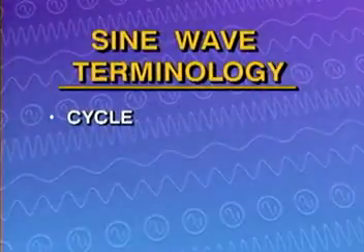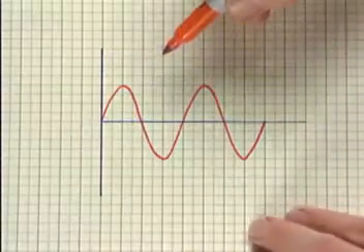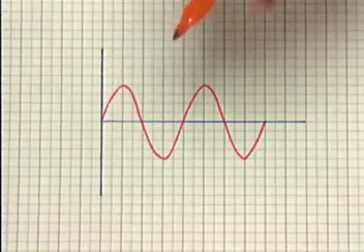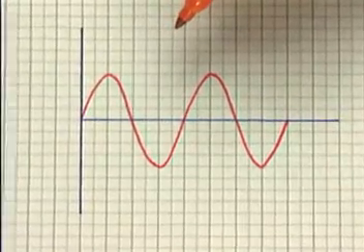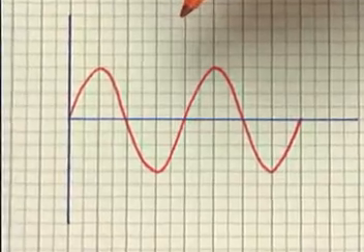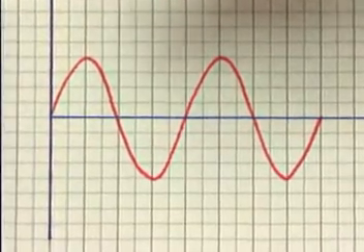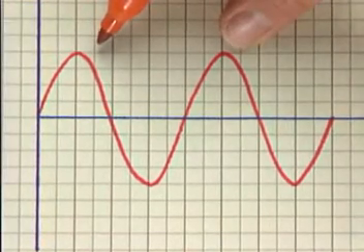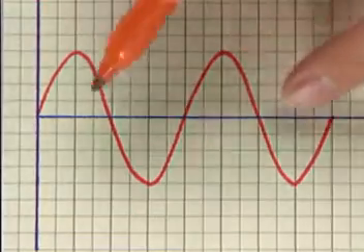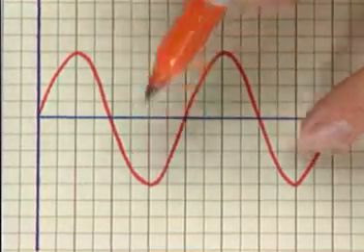First, let's look at a cycle. As an example, here are two cycles of an AC waveform. The area between any point on the sine wave and the next point at which the waveform begins to repeat itself makes up one cycle. The distance between the two positive peaks represents one cycle. Notice that this is exactly the distance between the two negative peaks, which also represents one cycle.